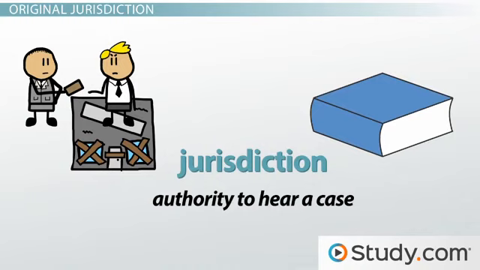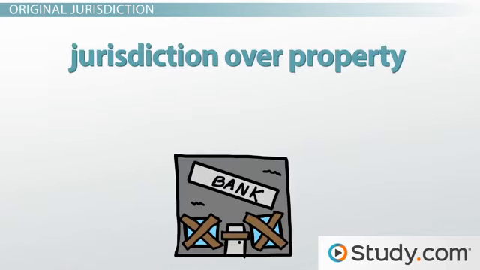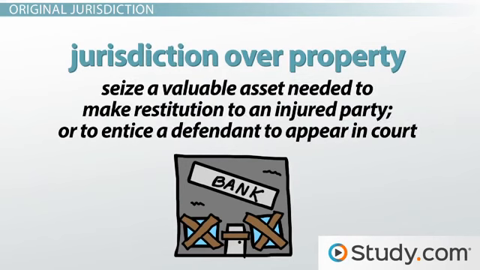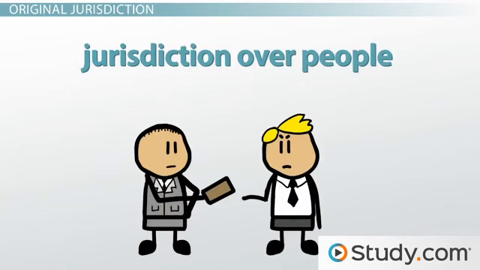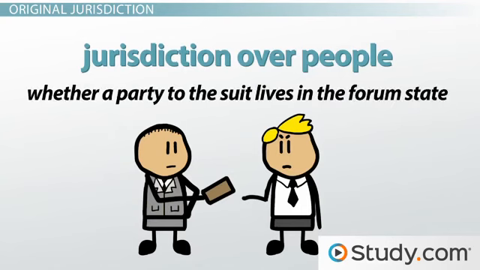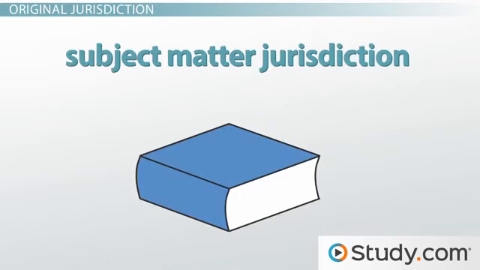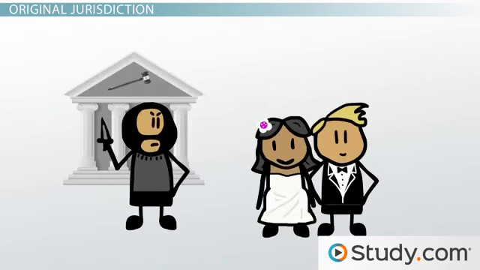There are two types of jurisdiction: jurisdiction over property and people, and subject matter jurisdiction. To keep things simple, jurisdiction over property is used to seize a valuable asset needed to make restitution to an injured party or to entice a defendant to appear in court. On the other hand, jurisdiction over people is decided based on whether a party to a suit lives in the forum state or the state in which the tort or criminal act took place. Subject matter jurisdiction is used based on the nature of the case. For instance, a murder trial will be heard in criminal court, while divorce proceedings will be heard in family court, depending on the state.